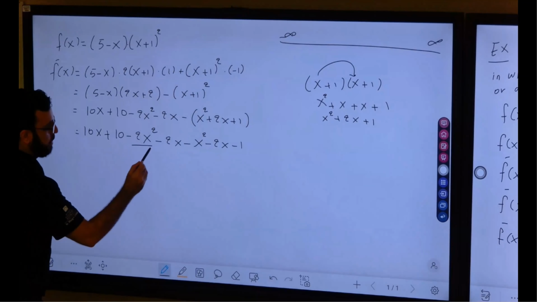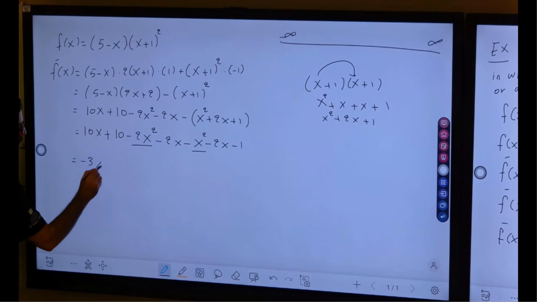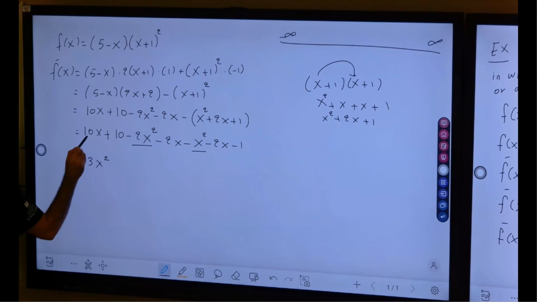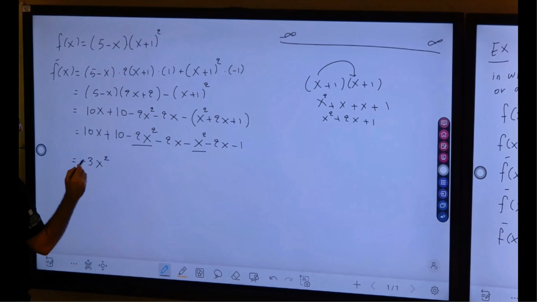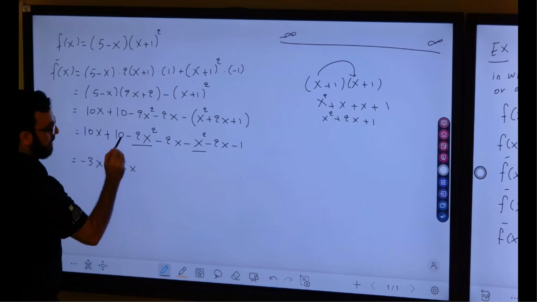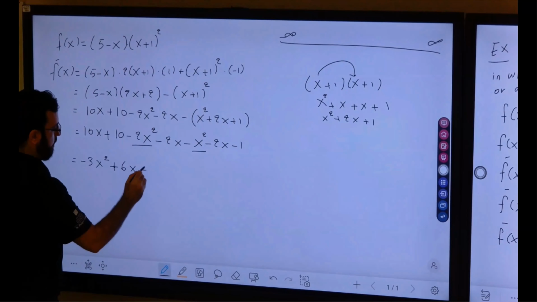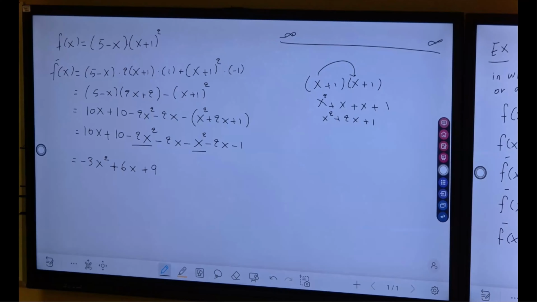So this one is similar to this one. That means it's going to be negative 3x squared, 10x minus 4, plus 6x, 10 minus 1. And what's the next step? Equal to 0. Yes. Here is our derivative with respect to x.